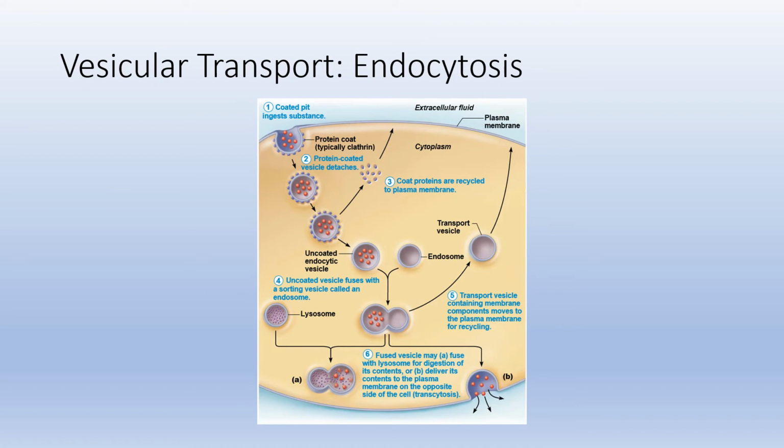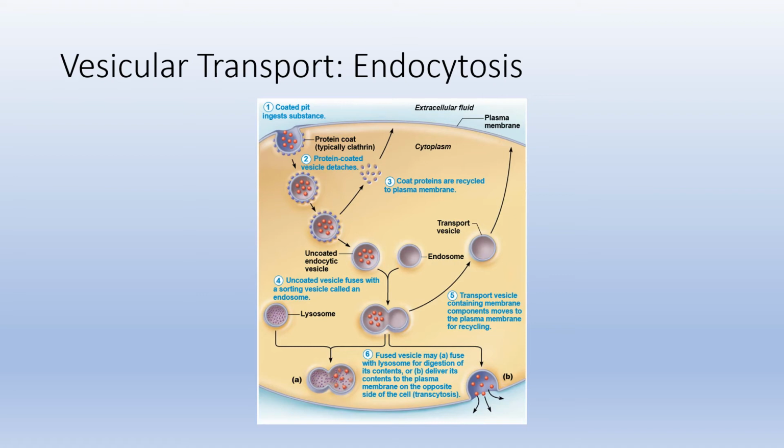Endocytosis is, again, the transport of something into the cell. Endo means inner, cyte or cyto means cell. On this slide, you see the different steps that are necessary for endocytosis. However, I just want you to know a very general idea that endocytosis is the transport of something into the cell. The top left of the diagram, you see that we have a coated pit. So this pit is really kind of formed by the plasma membrane. It ingests the substance and it's going to carry it throughout the cell.